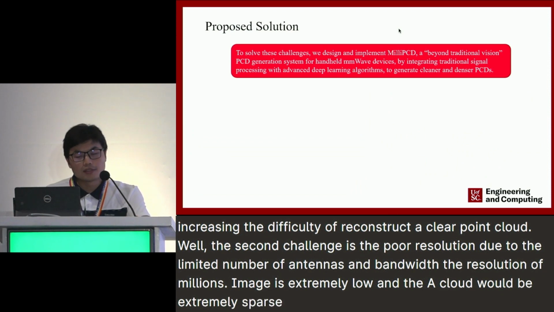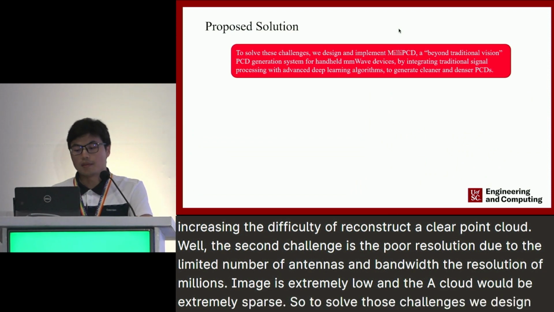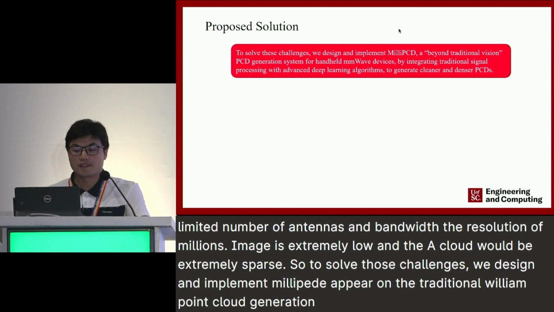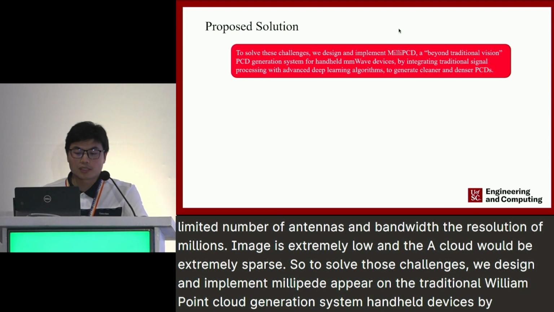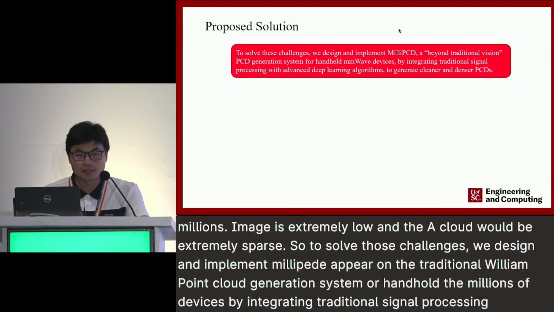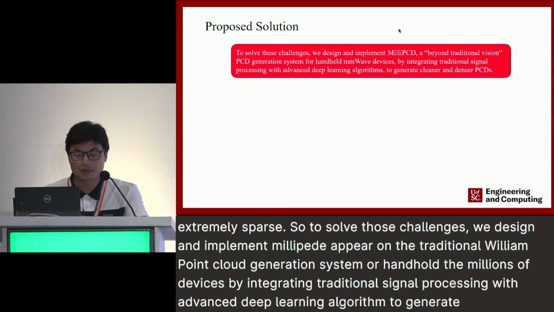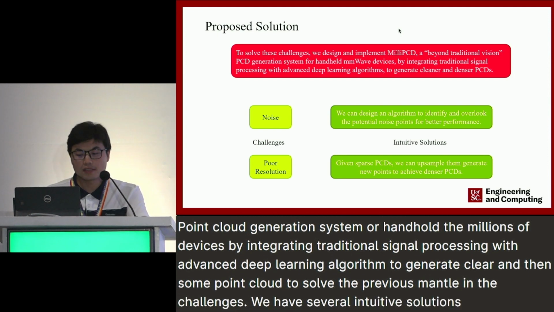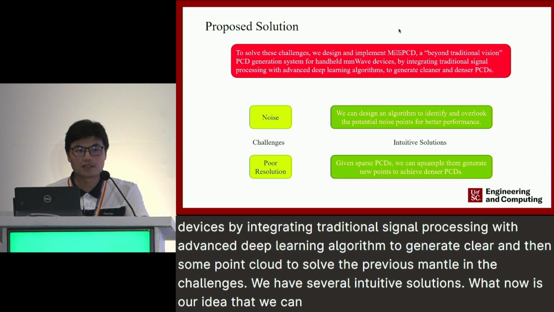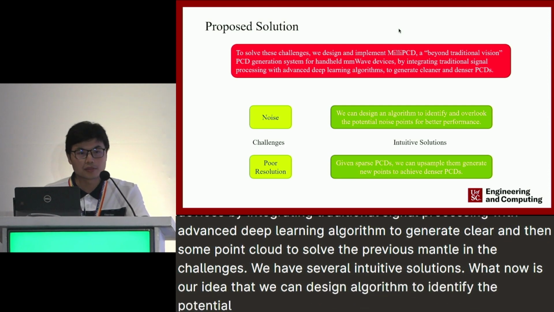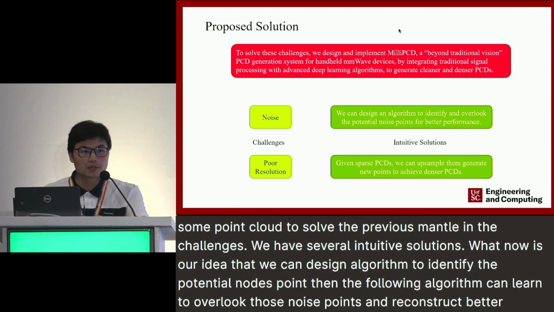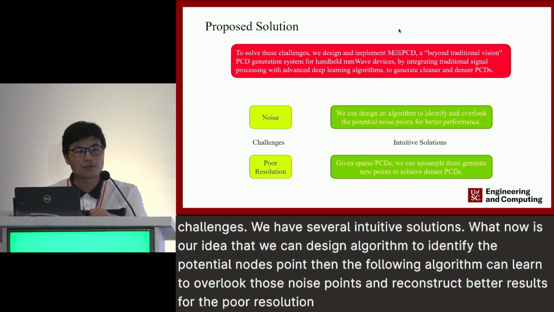So to solve those challenges, we design and implement MilliPCD, beyond the traditional vision point cloud generation system for handheld mmWave devices, by integrating traditional signal processing with advanced deep learning algorithms to generate clear and denser point clouds. To solve the previously mentioned challenges, we have several intuitive solutions. For the noise, we can design an algorithm to identify the potential noise points. Then the following algorithm can learn to overlook those noise points and reconstruct better results. For the poor resolution, we can use upsampling to generate a denser point cloud.